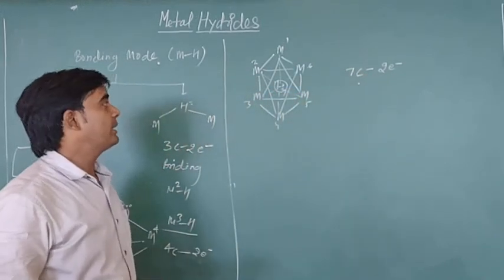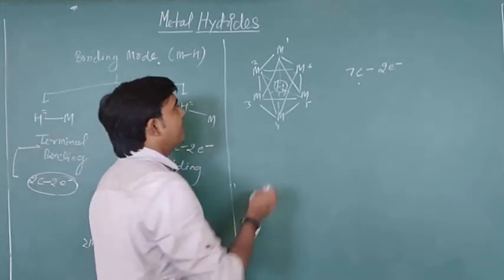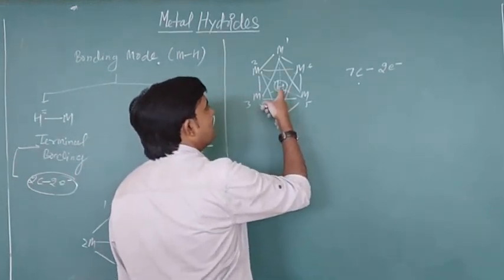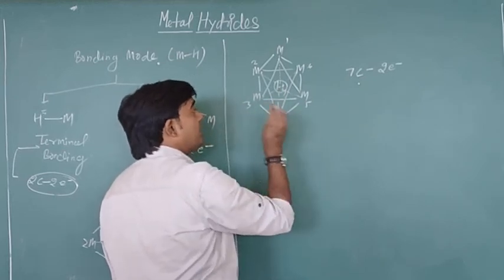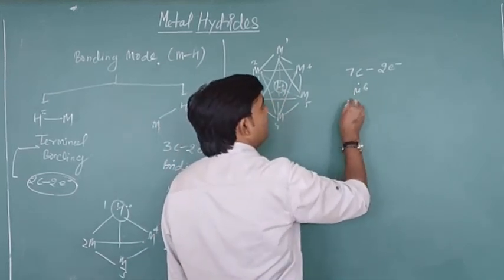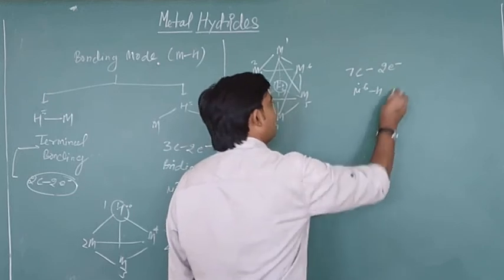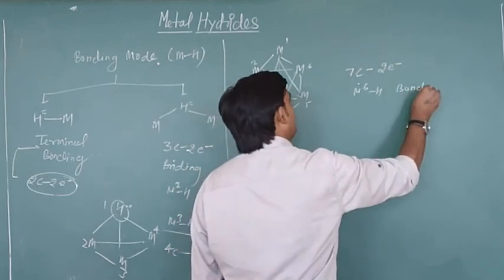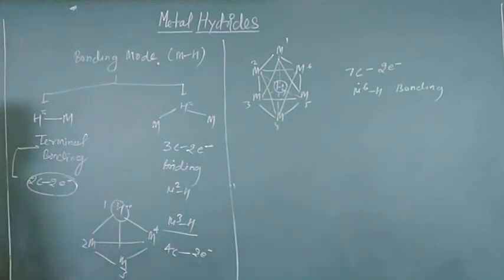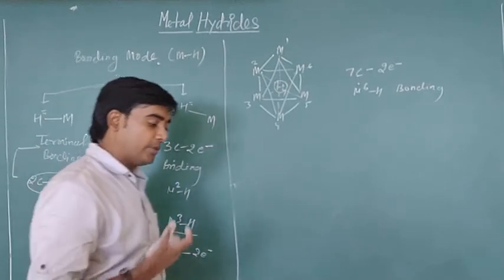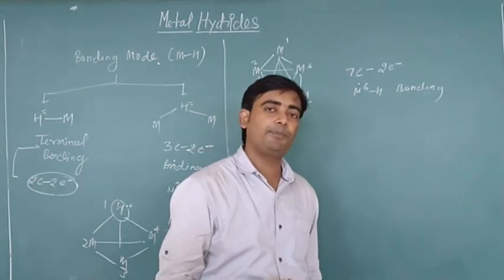And what about the bridging point? This hydride is attached directly to 6 metals, so you can say this is mu6 hydrogen bonding. So this is all about the bonding mode of the M-H bond in metal hydride complexes.